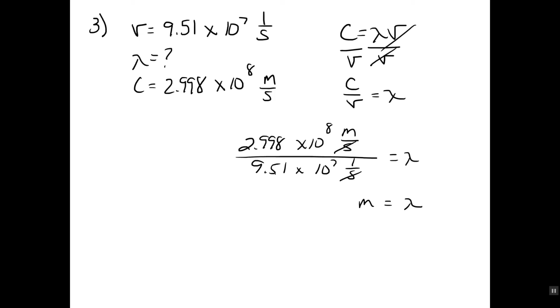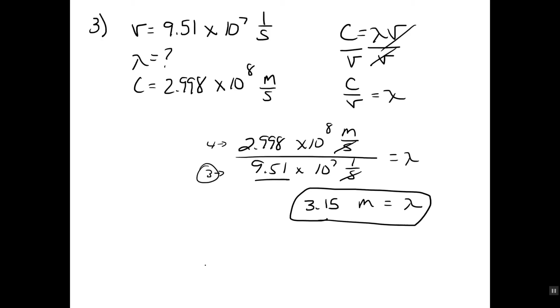And then you divide these two values here, and you get 3.15 meters. And of course, you only have 3 sig figs because you have 3 there, and you have 4 sig figs there, so you're going to go with the smaller one, 3. So your answer is going to be 3.15 meters, and that's problem 3. Moving on to problem number 4.